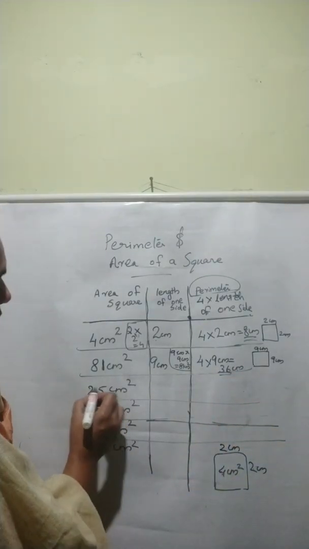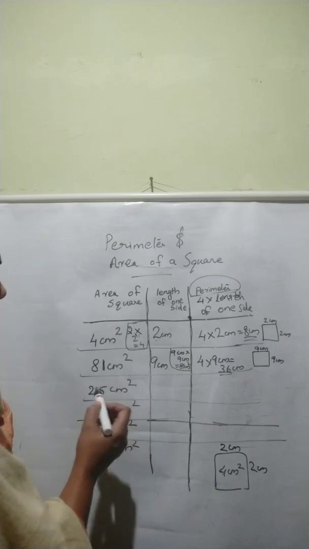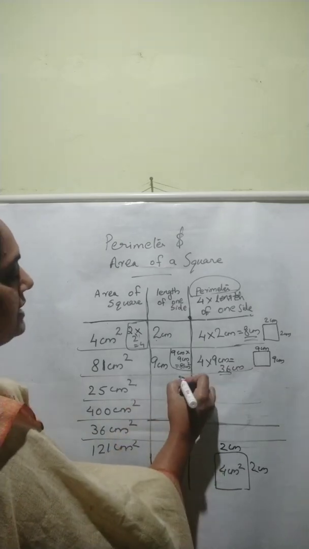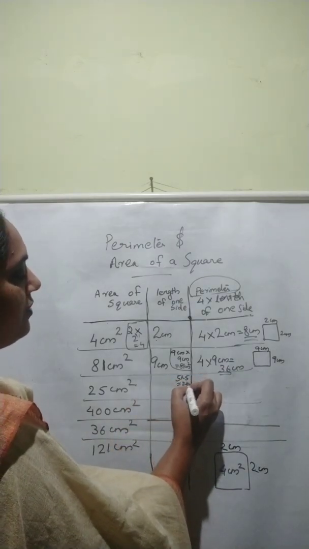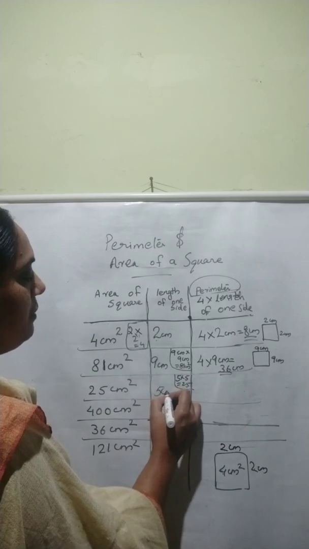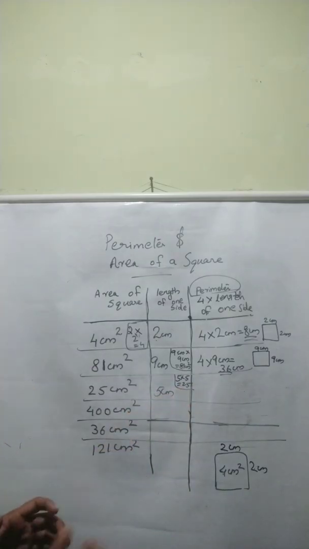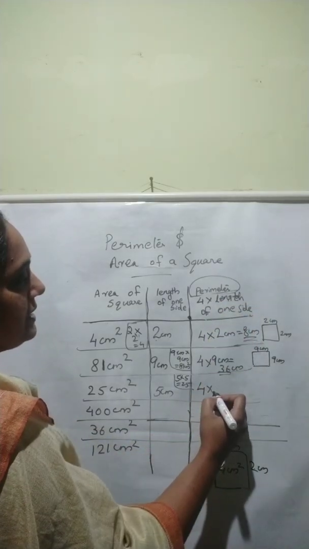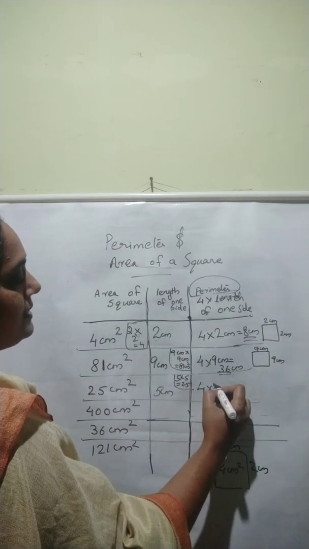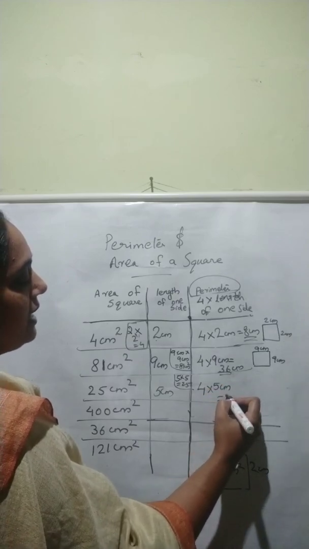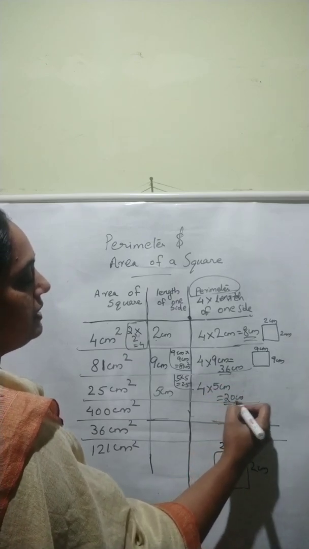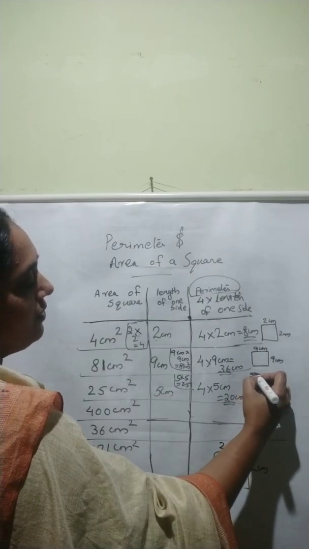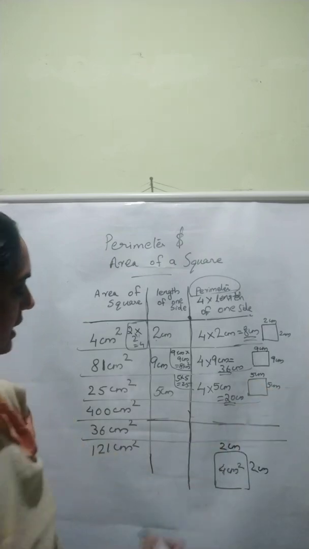Then in case of 25, which number do we need to multiply to get 25? The same number itself 2 times. So 5 into 5 is equal to 25. So we can write 5 centimeter is the length of one side. So what will be the perimeter? 4 into the length of one side, that is 5 centimeter. So 20 centimeter is the perimeter. That means the length of this one side will be 5 centimeter. Is it clear for you?